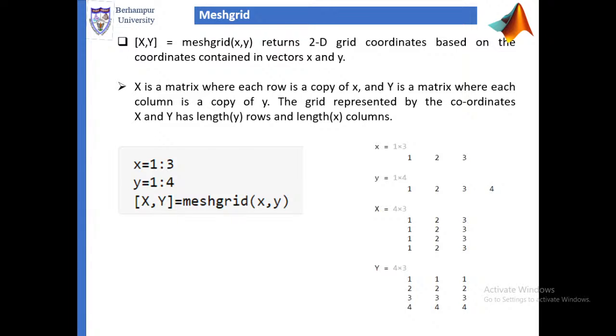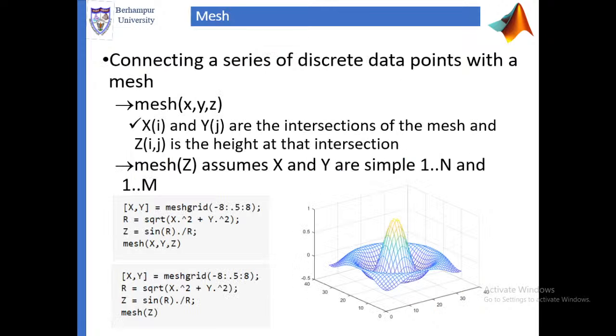Now let us come to the plotting. The first plot is mesh. What is a mesh? A mesh is a connecting of points. A series of discrete data points are connected, and that creates a mesh. So if I write mesh(x, y, z), then what I will get is Xi and Yj. These are the intersections of the mesh, capital Xi and capital Yj.